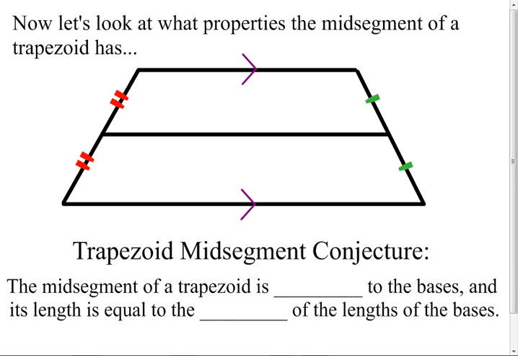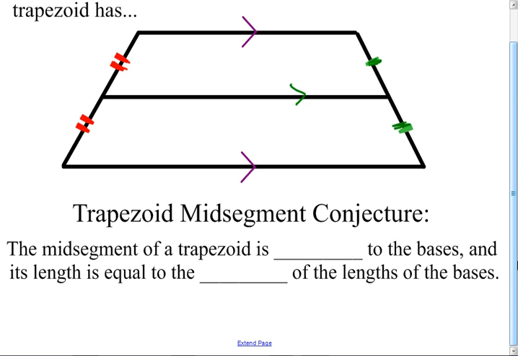Now let's look at the properties of the midsegment of a trapezoid. These segments are going to be congruent, and the side over here is going to be congruent to that one, and this is going to be parallel to the other two sides. The midsegment of the trapezoid is parallel to the bases, and we're just looking at this. We're drawing good pictures. This is not proof.